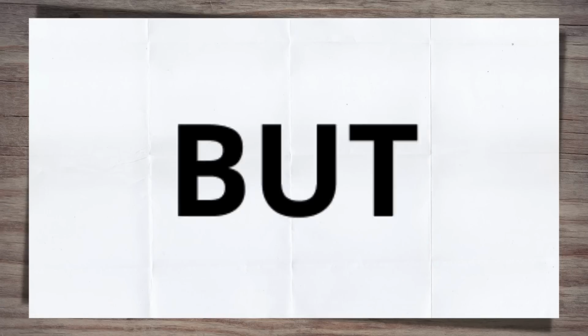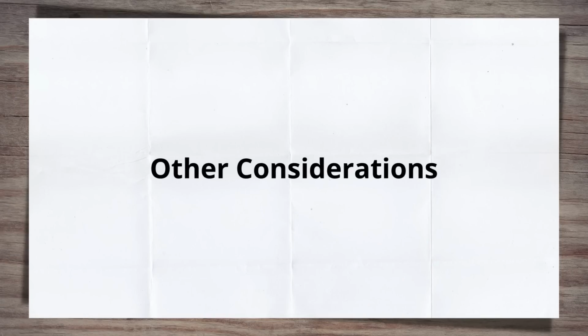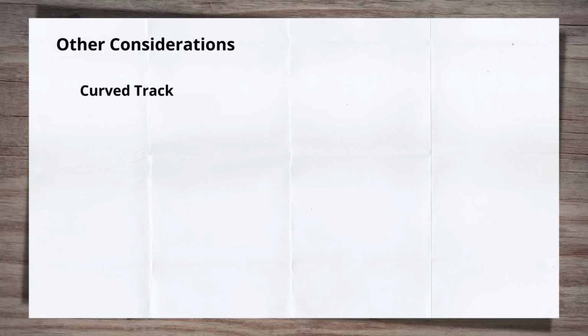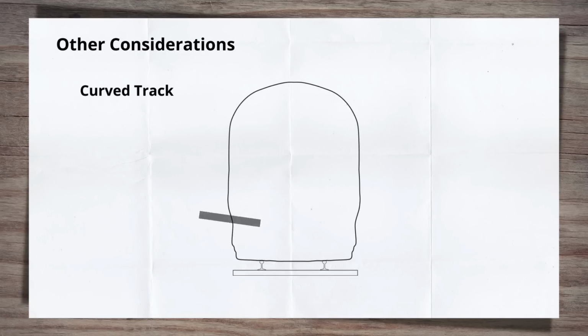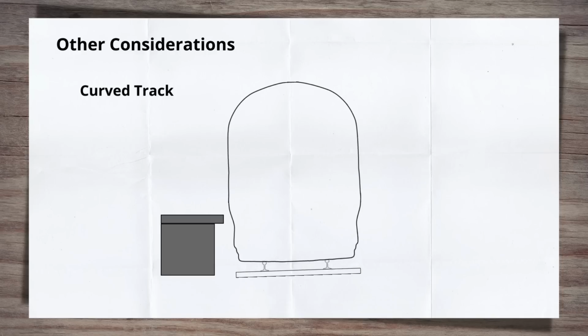But, there's always a but. There are other things to consider. In an ideal world, all platforms will be on straight track. When we introduce curves, it's also likely that the track will be canted. This changes a number of things. Mostly it causes trains to lean, which changes the relationship to the platform.